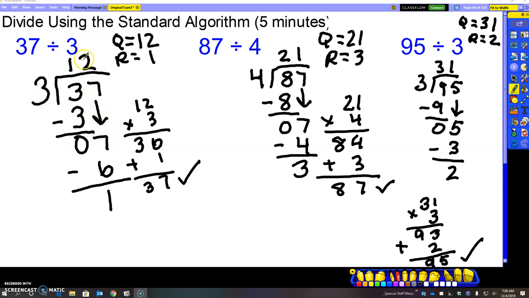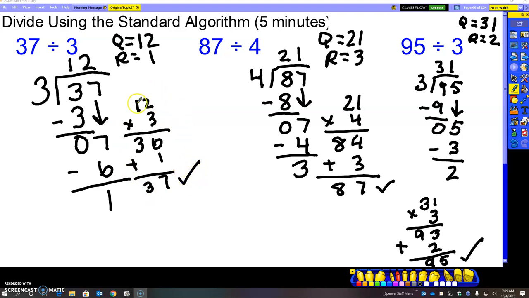3 goes into 7 only twice. Gets me to 6. So that's where this 6 came from. Gives me a remainder of 1. Notice that I've listed out all of my quotients and my remainders. I've also checked my work. If that takes you a second to make sure that you have all the parts here, please pause the video and check these out.